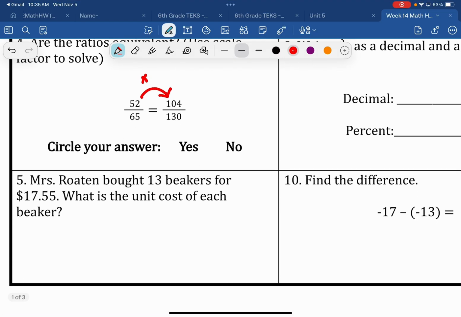Mrs. Roten bought 13 beakers for $17.55. What's the unit cost of each beaker? So I need to get 13 to be 1, right? So if I wanted to get 13 to 1, I do 13 divided by 13, and that gives me 1. So if I want to find out what it is for 1, for the unit rate, I have to do 17.55 divided by 13. Okay, so I'll bring my decimal up and then go ahead and show your work on that one.